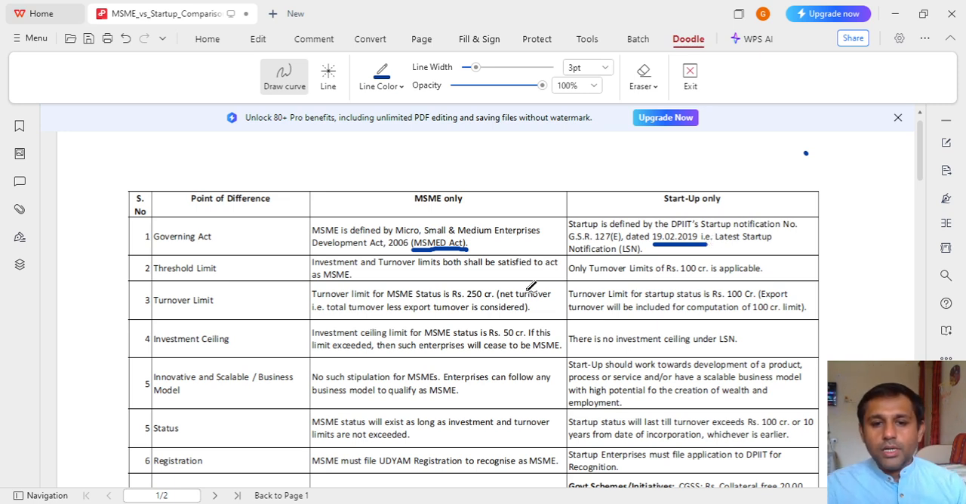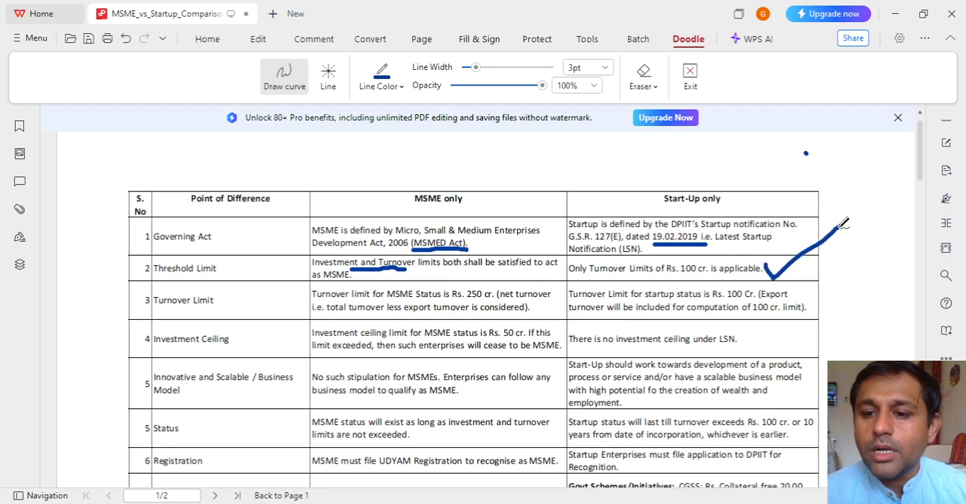For MSME, there are two thresholds. The first is investment and the second is related to turnover. They need to satisfy both the thresholds to qualify as an MSME. Whereas for startup, majorly there is only one limit, related to turnover, that it should be less than 100 crore, then it will qualify as a startup. Turnover limit for MSME is 250 crore, and this excludes export turnover.